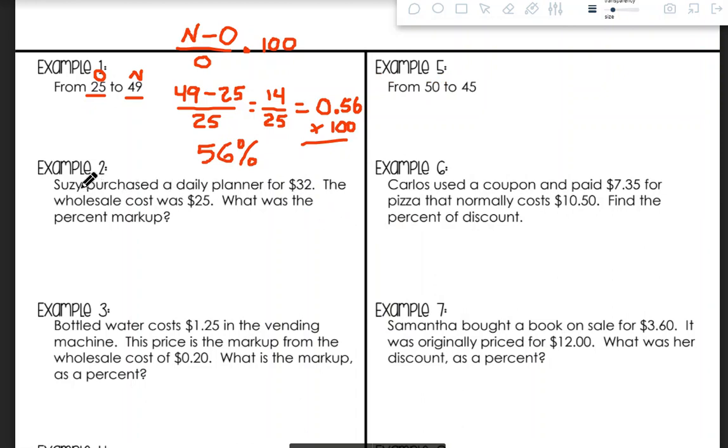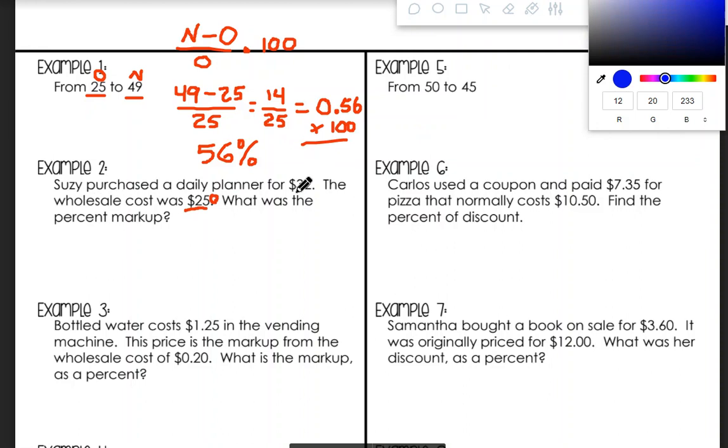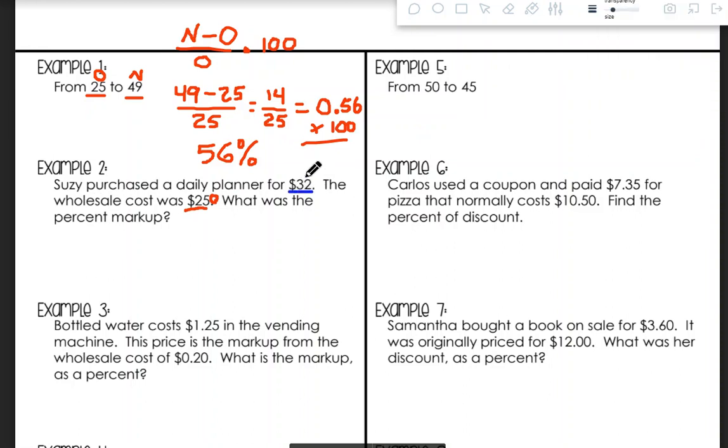Okay, so let's try this next one. Susie purchased a daily planner for $32. The wholesale cost was $25. What was the percent markup? All right, so the wholesale cost is what the store buys it for, so that is our old. Let me change the colors up here. All right, she bought it for $32. That is our new. All right, so it'd be new 32 minus old 25 divided by old 25.